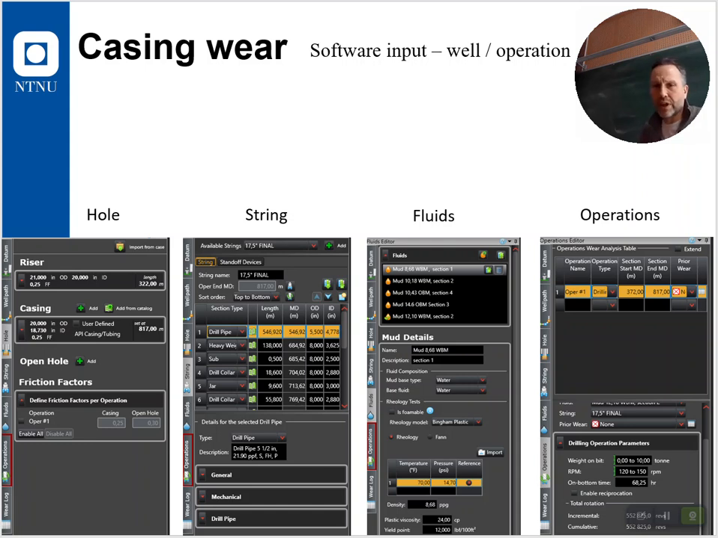The software looks like this, and it resembles the way you set up torque and drag and hydraulic calculations. Basically, you put in what your hole is like. Part of it is casing and part of it is open hole. And what are the friction factors? You put in the string that you're drilling with. You put in the fluids that are there, and then you have to put in what you're going to do and how much time it takes.